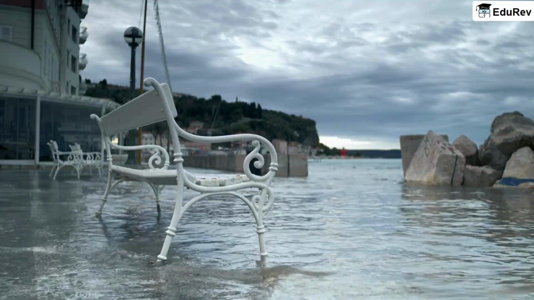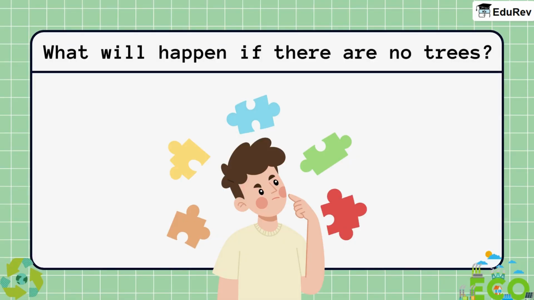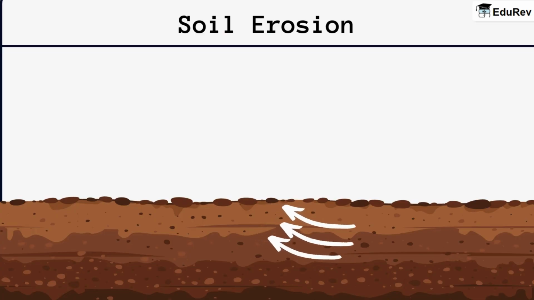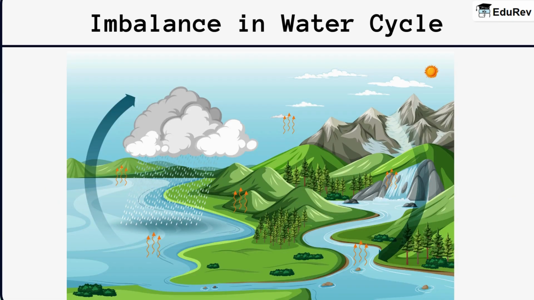Another major impact of deforestation is soil erosion. We know that trees have roots, and now these roots are very useful. They hold the soil together. Now, what will happen if there are no trees? Yes, the topsoil of our earth will become loose and it can easily fly away by winds. This is called soil erosion. And when it gets extreme, the soil becomes barren, meaning no plants can be grown there, and this is called desertification. The next one is the imbalance in the water cycle.